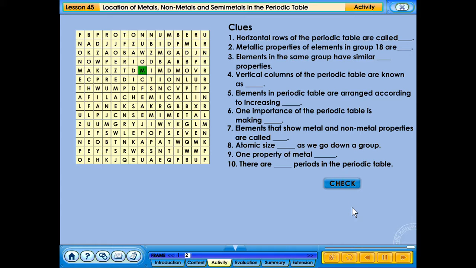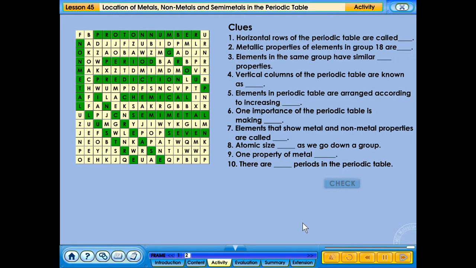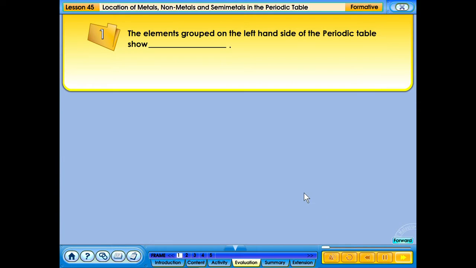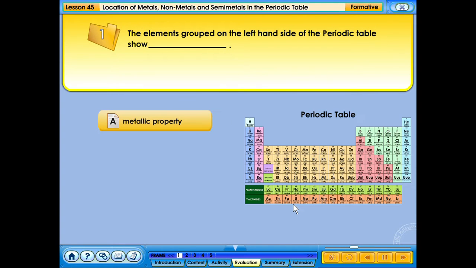Your answer is incorrect. This is the correct answer. The elements grouped on the left-hand side of the periodic table show A. Metallic property, B. Semi-metallic property, C. Non-metallic property, D. Non-conductor property.